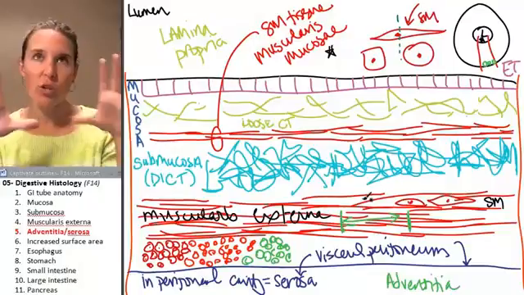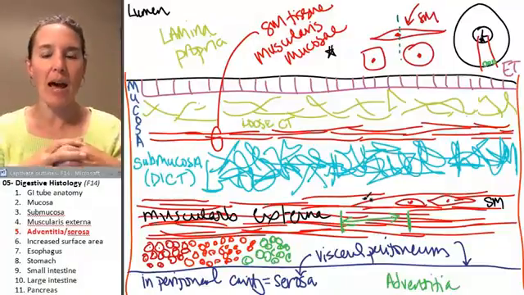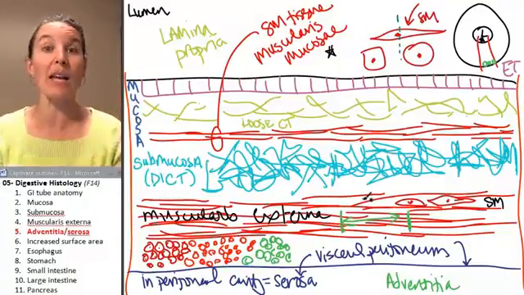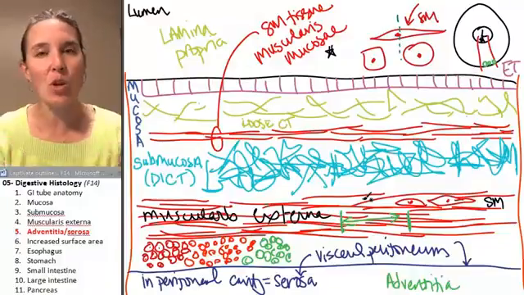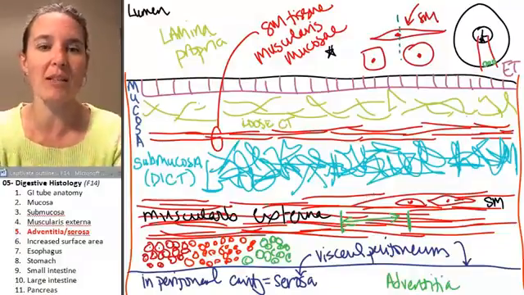Now, let's look at what it is going to look like. We looked at structures last time that were strategies to increase the surface area of our digestive tubing. And let's see what those structures are going to look like from a histological perspective.